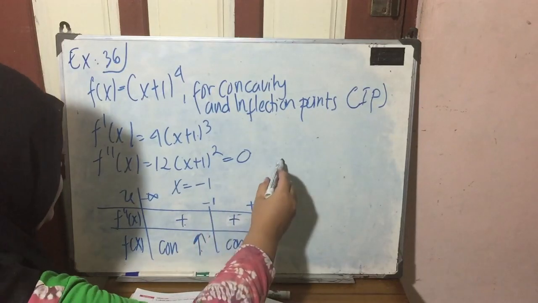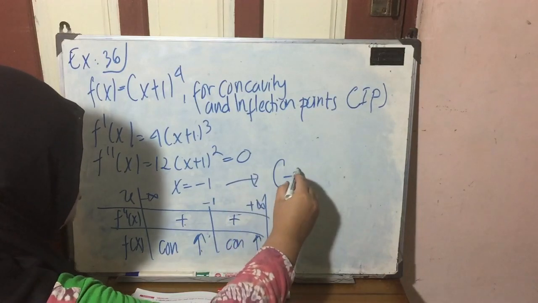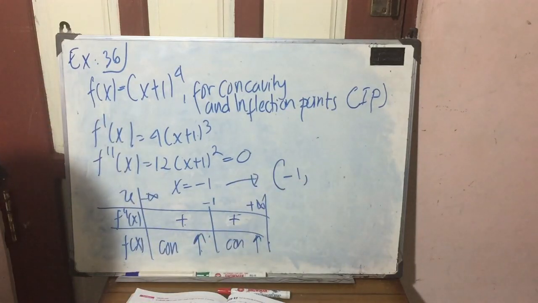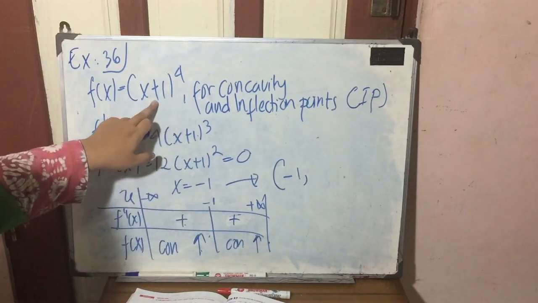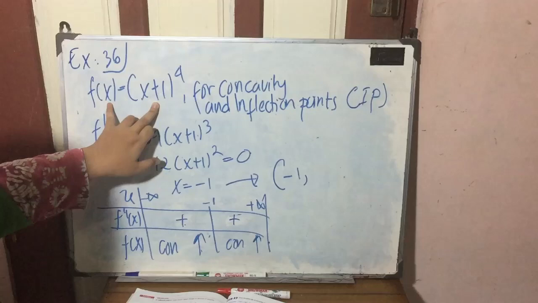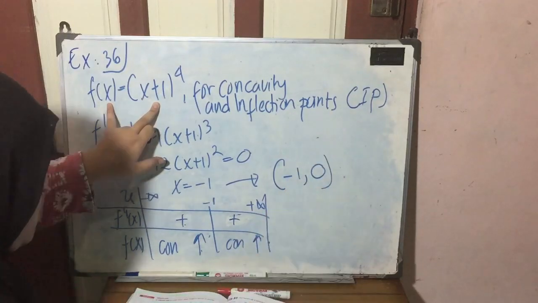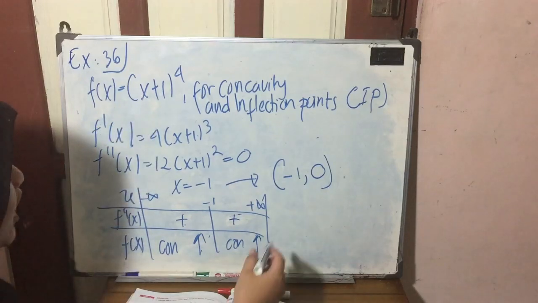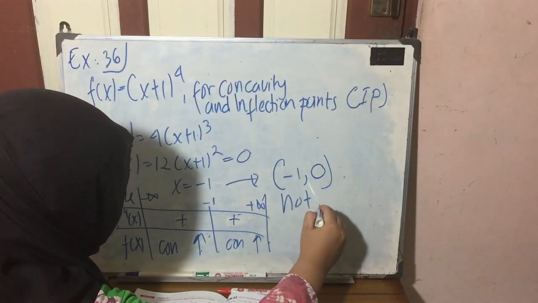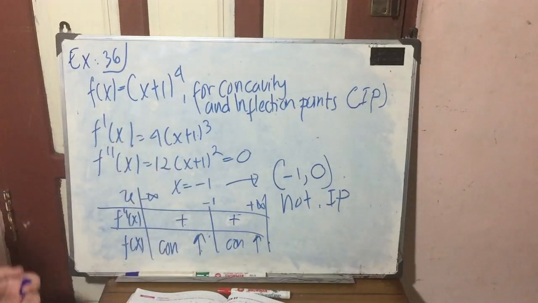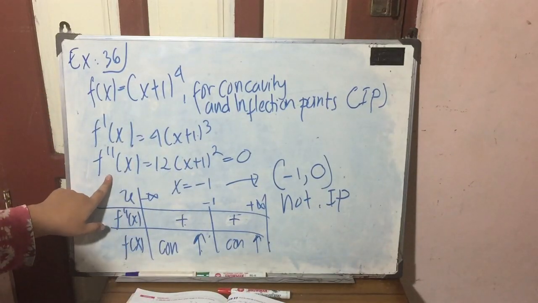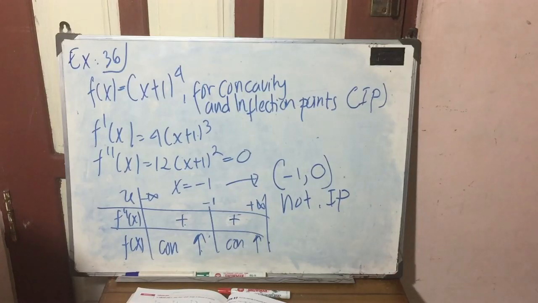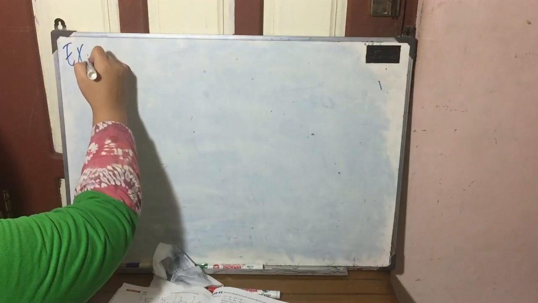We get x equals minus 1, and when you put it in, it is 0. So it is not an inflection point, because the second derivative doesn't change sign across it. Okay, example 37.